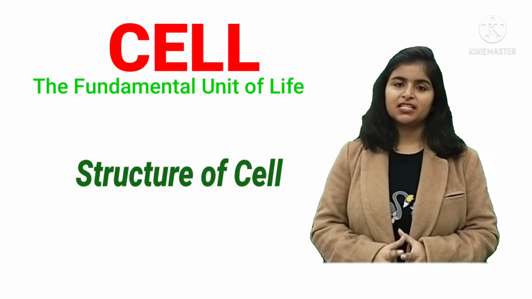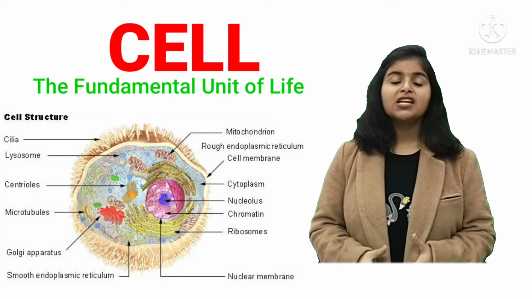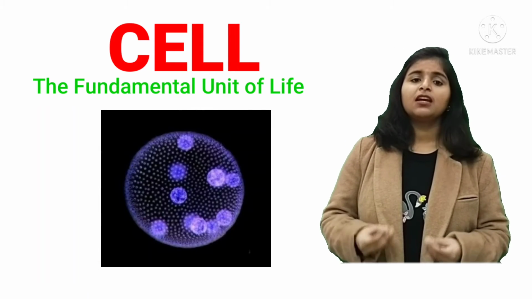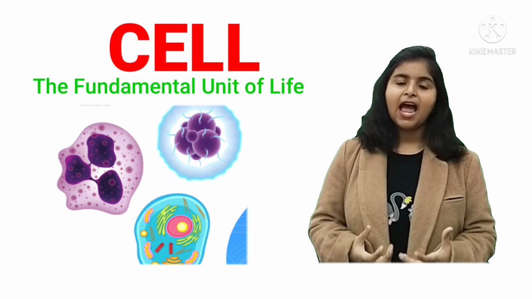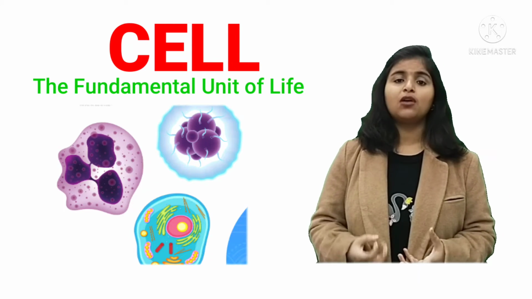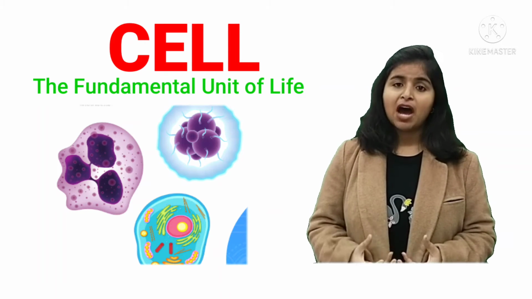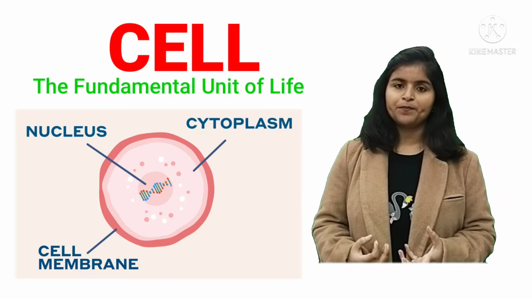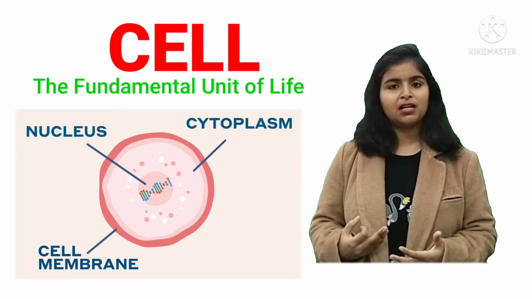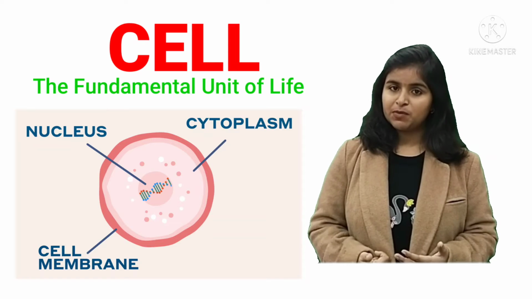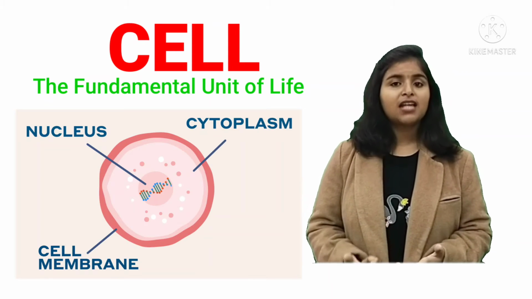So now we will study the composition of a cell, or the structure of a cell. A cell is a tiny mass of protoplasm that is bounded by a membrane and is responsible for carrying out various life processes. The protoplast is the mass of protoplasm in the cell. A cell has three main parts: number 1, plasma membrane, number 2, nucleus, and number 3, cytoplasm.